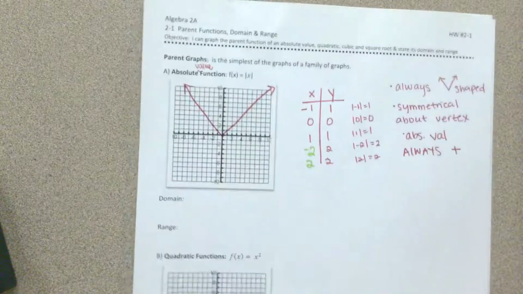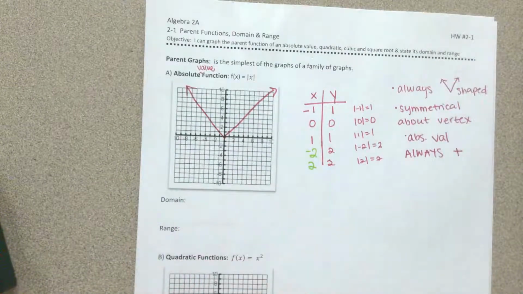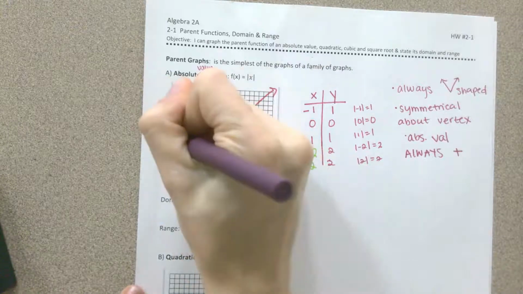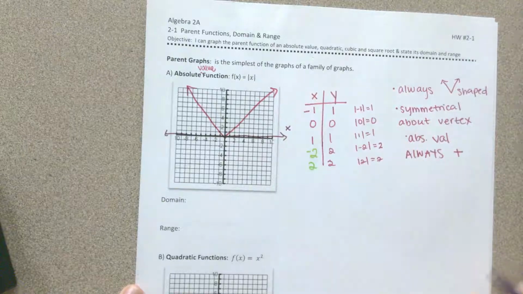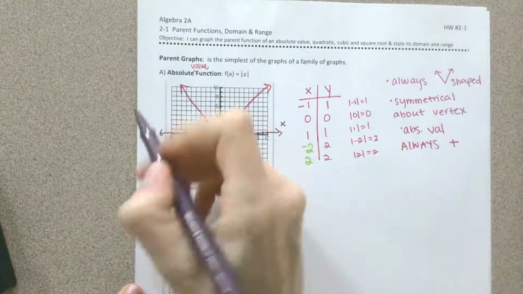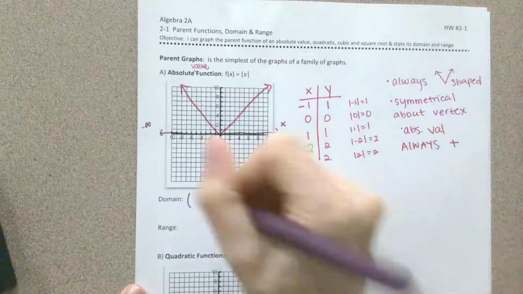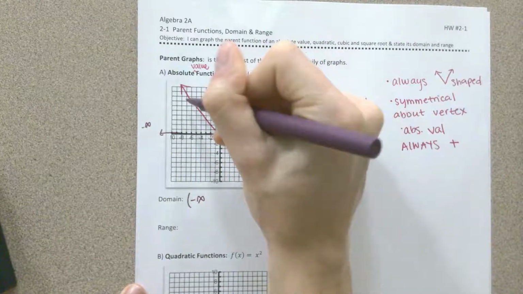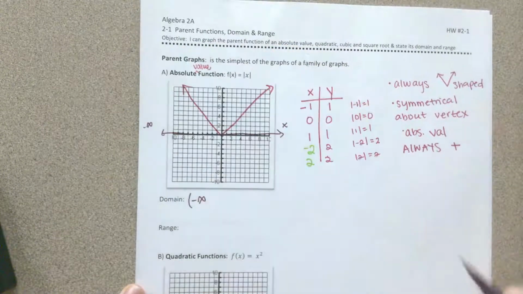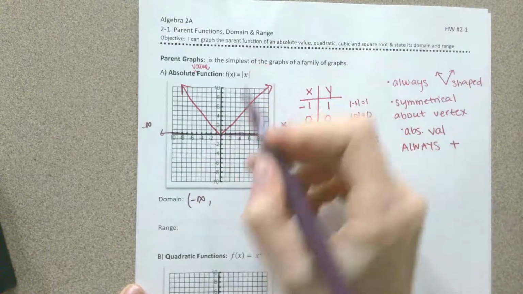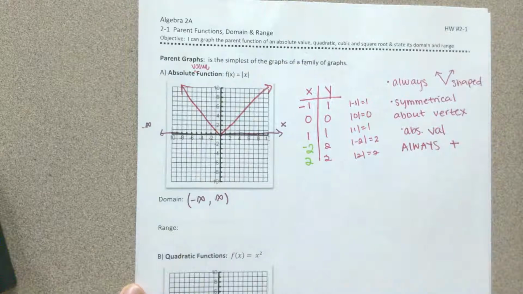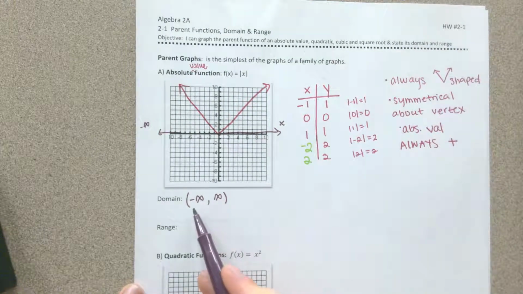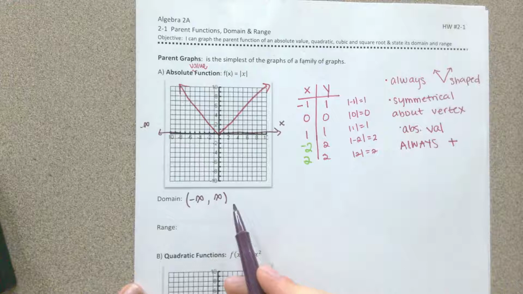Okay, going from left to right on the x-axis is going to give us our domain. So all the way to the right, we reach positive infinity. This function on the left side is going to the left forever, and this function on the right side is going to the right forever. So our domain is always negative infinity to positive infinity.